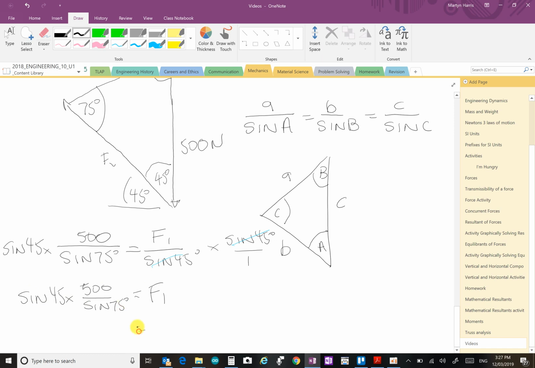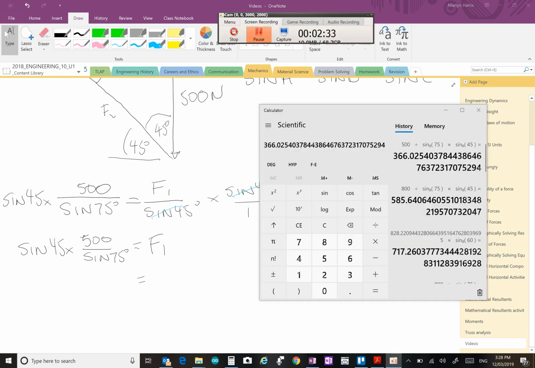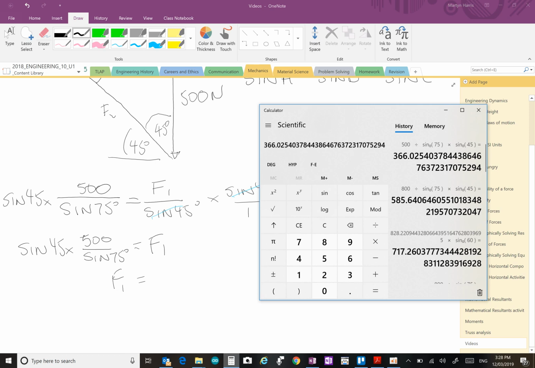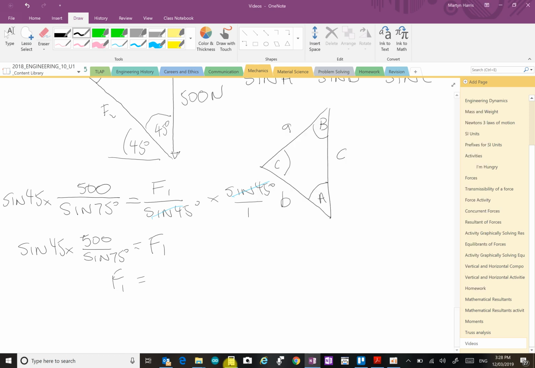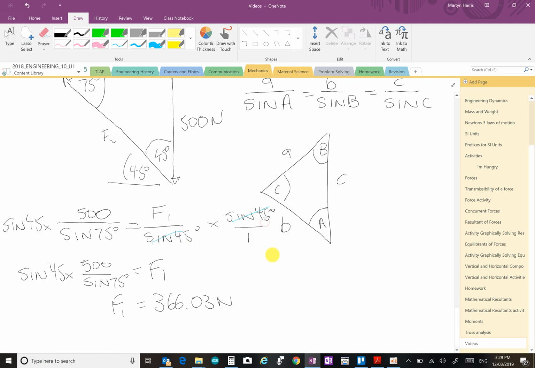So I'm going to pause the video really quickly, and I'm going to give you the answer to that as I just quickly work it out, just to reduce the length of this video. Okay, so we can see here that force 1 is going to equal 366.03 newtons. So that is what's happening up here in the rope.